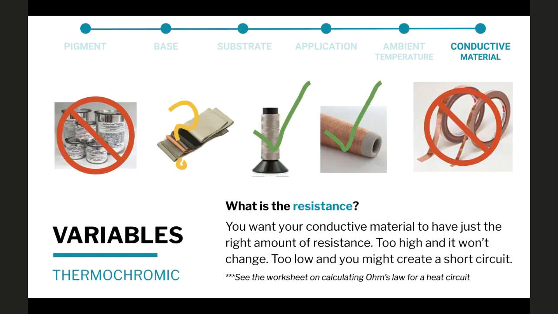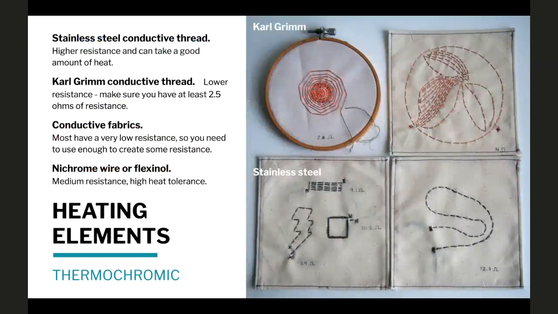The Karl Grimm thread works quite well, and stainless steel also works very well as a heating element. Some conductive fabrics will also work well, but you'll just have to test those. So here are different examples of heating elements. The Karl Grimm conductive thread that I mentioned works well, but you want to make sure you have enough of it to have a good amount of resistance. You need at least 2.5 ohms, I have found in my own tests. Again, stainless steel works well.